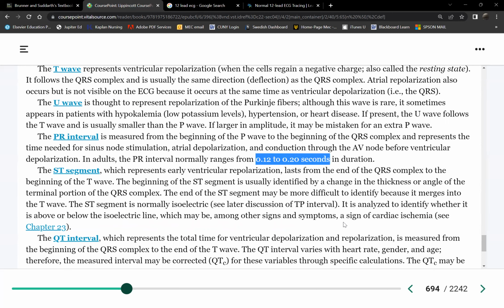0.12 to 0.2 seconds. So that's between 3 and 5 small boxes. Why does it need to be between 3 and 5 small boxes? Think about it. This is the time it takes from when the SA node fires an electrical impulse until it reaches the AV node. What's happening during that time? Yes, the atria contract. And what did the atria do to that blood when they contracted? They opened the AV valves and put the blood where? Into both ventricles. Is that important?